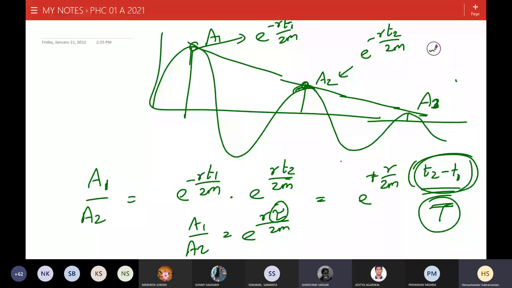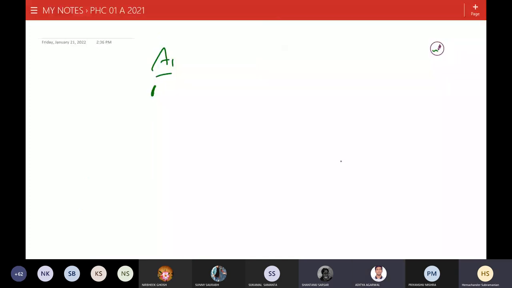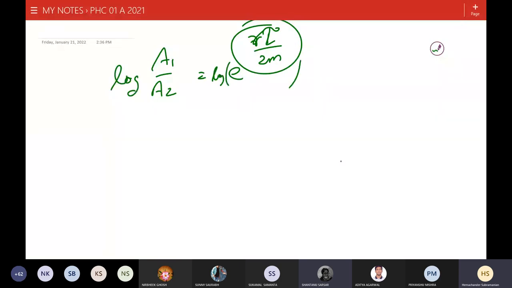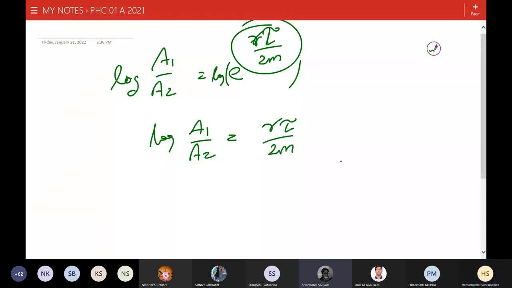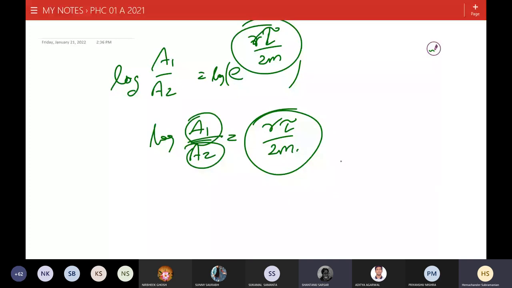So all that you have to do to extract the exponent: now you have A1 over A2 is e power r tau over 2m. If you want to extract the exponent, all you have to do is take the logarithm of both sides. So log of A1 over A2 is just r tau over 2m. You can measure this quantity. All you have to do is take two successive amplitudes and take a log of that. You can do that for A2 over A3, A3 over A4, take an average of all of that, and you will get this value, r tau over 2m. This is one way of getting these numbers.